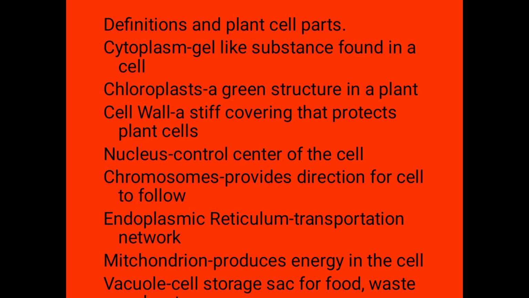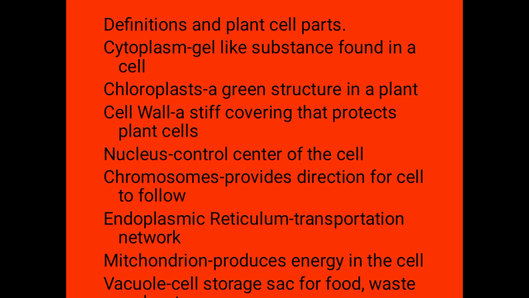Here we will discuss the cell wall. The cell wall is found only in plant cells, not in animal cells. But in animal cells we find the cell membrane. It is a main difference between plant cells and animal cells: in plant cells we find the cell wall, and in animal cells we find the cell membrane.